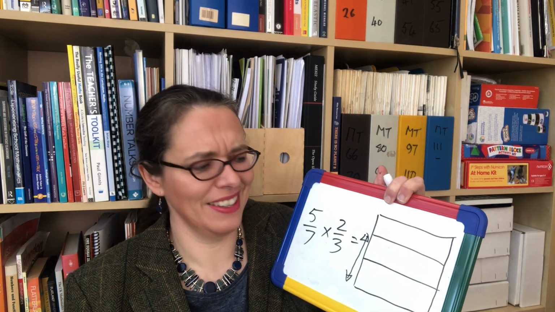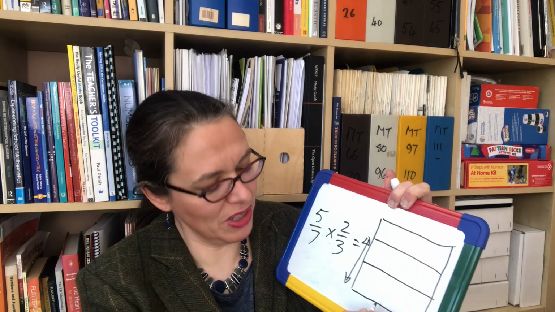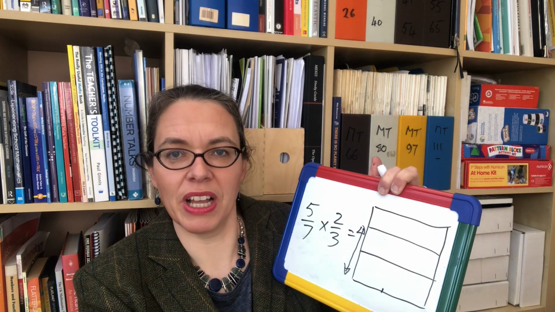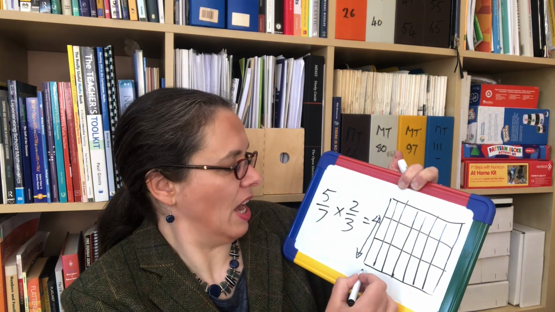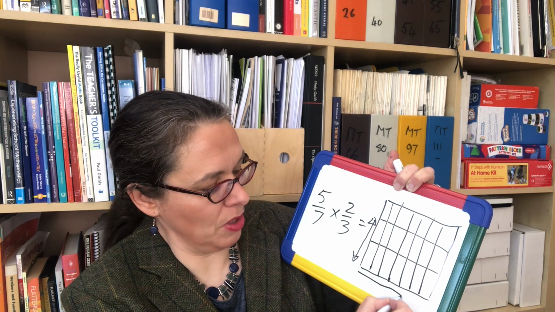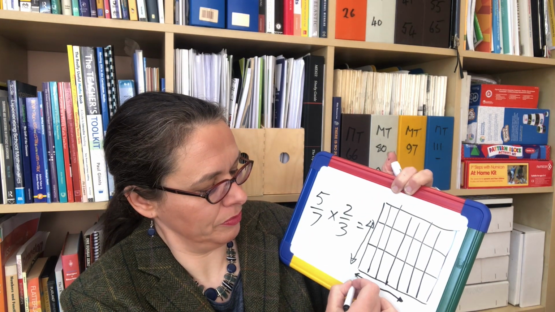So 2/3 is here. 5/7, that's going to be tricky to draw. Well, we want an off-centre line, and we're going to cut the smaller side into 3 and the larger side into 4. So our 5/7 will be this much.